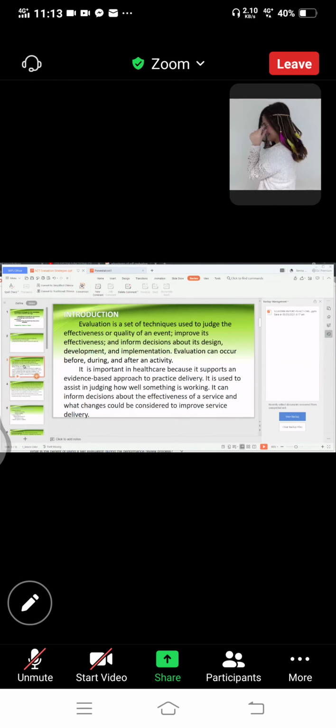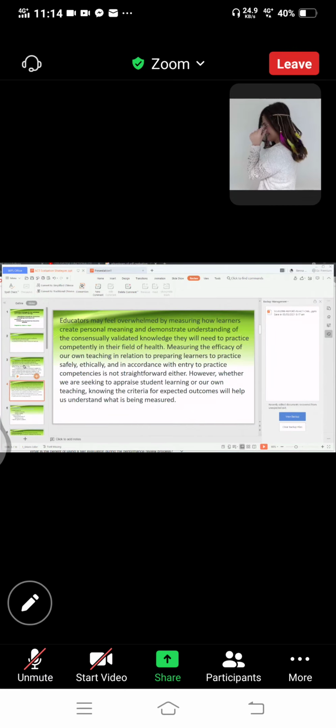For my introduction, evaluation is a set of techniques used to judge the effectiveness or quality of an event, improve its effectiveness, and inform decisions about its design, development, and implementation. Evaluation can occur before, during, and after an activity. It is important in healthcare because it supports an evidence based approach to practice delivery. It is used to assist in judging how well something is working. It can inform decisions about the effectiveness of a service and what changes could be considered to improve service delivery.